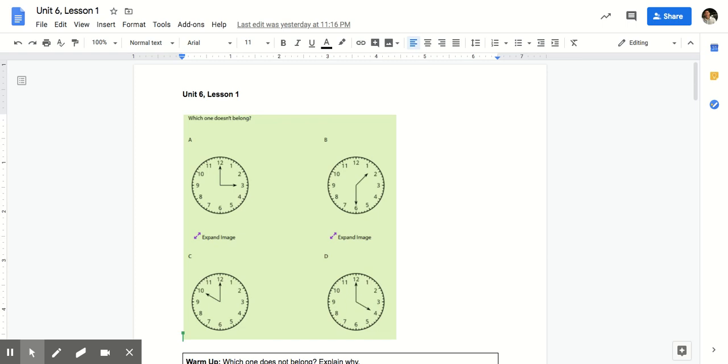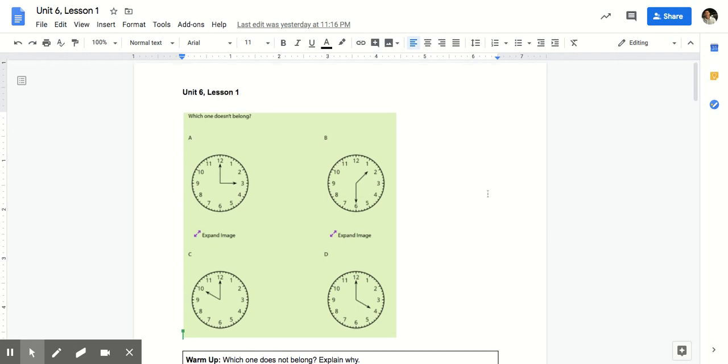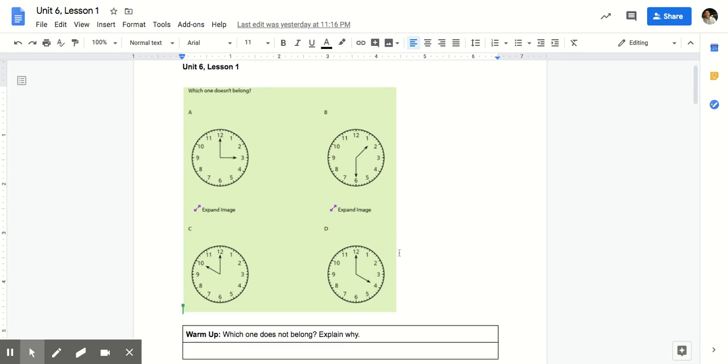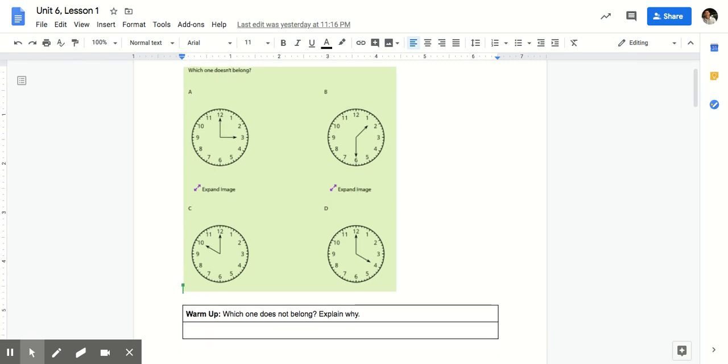Hey everyone, good morning. Today we are going to be going over Unit 6, Lesson 1. And for this activity, I really want to go over this because I think there's a few things that might confuse you. So for the first one, this is just a which one does not belong.